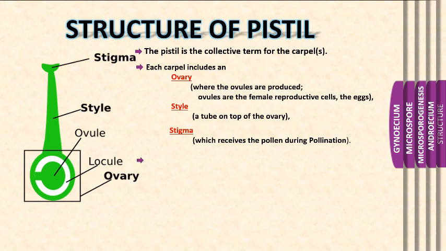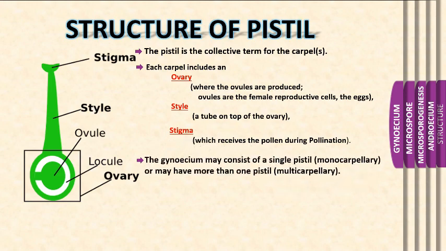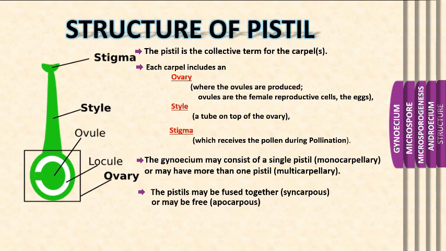The gynoecium may consist of a single pistil. That condition is known as monocarpellary, or it may have many pistils, known as multicarpellary. This may vary according to the species. The pistils may be in fused condition, that is syncarpous, or free, that is apocarpous. The attachment of the ovule to the ovary wall is known as placenta.